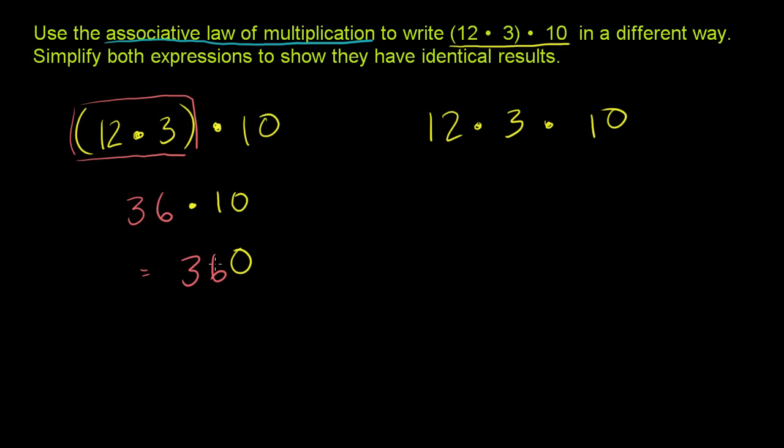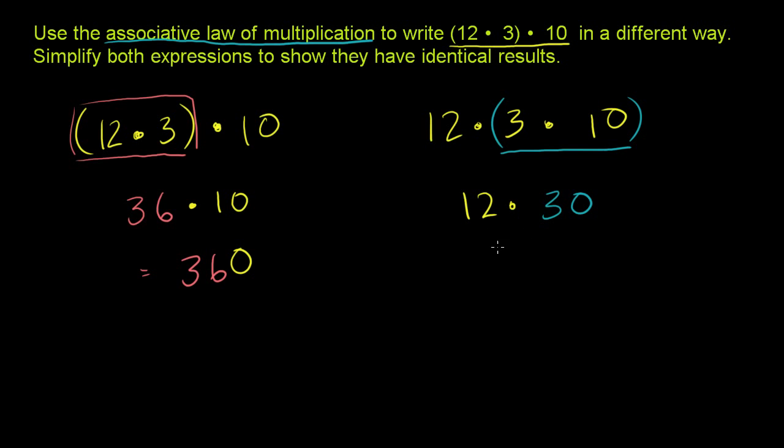But the associative law of multiplication says, you know what? We can multiply the 3 times 10 first, and then multiply the 12. And we're going to get the exact same answer as if we multiply the 12 times the 3 and then the 10. So let's just verify it for ourselves. So 3 times 10. 3 times 10 is 30. And we still want to multiply the 12 times that. And what's 12 times 30?